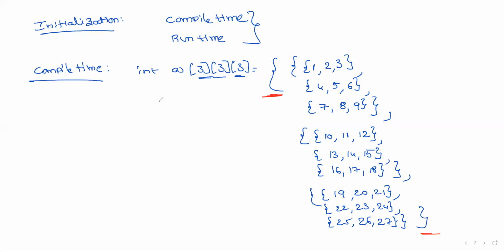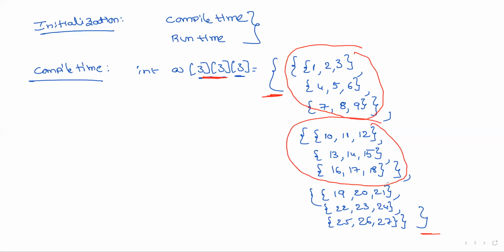Now a 3D array has elements as 2D. How many do we have? 3 elements. So this is called first element, this is called second element, and this is called third element. So 3 elements are placed. Each element is 2D. And how many elements in each 2D? A 2D is a combination of one-dimensional arrays.